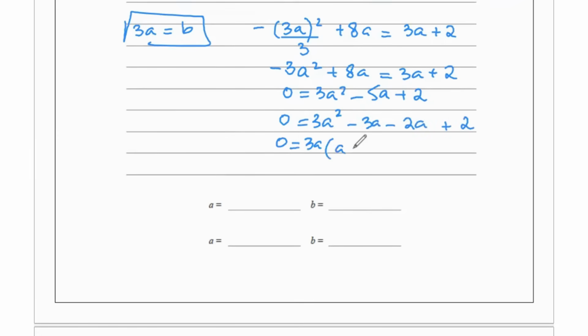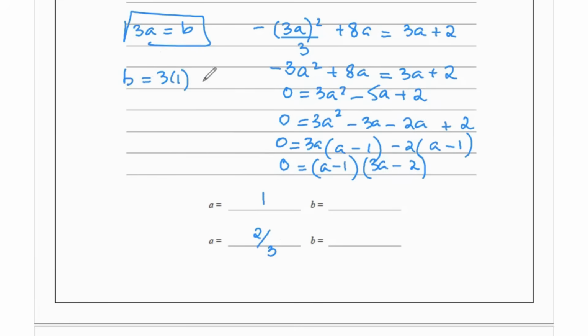3a common, so a minus 1. Minus 2 common, a minus 1 again. So a minus 1 bracket 3a minus 2. So a equals 1 and 2 over 3. We put this over here, so b equals 3 times 1, which is 3. And b equals 3 times 2 over 3, that's 2. So these are the values of a and b.